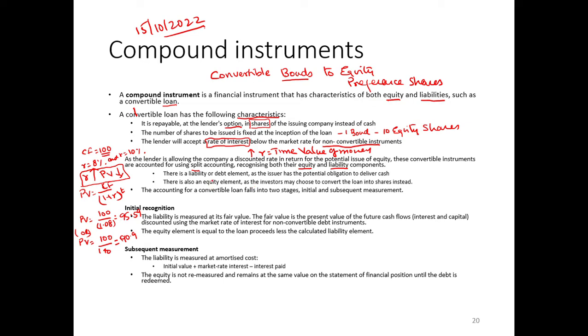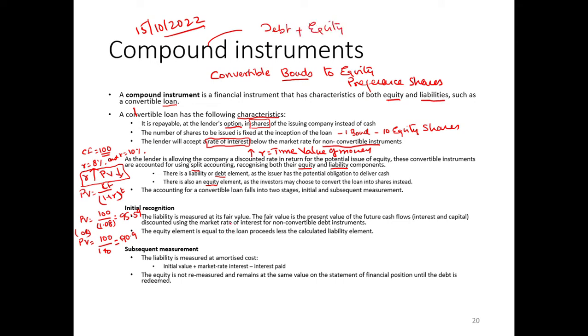There is a liability or debt element. Definitely, we are talking about the loan. Is it that we are talking about the bonds which have been issued? Is it that we are converting bonds to equity? That is what it says. We will not only have the liability debt, but also the equity. That is the reason we are talking about the compound. Compound means we have both the element of debt and the element of equity.